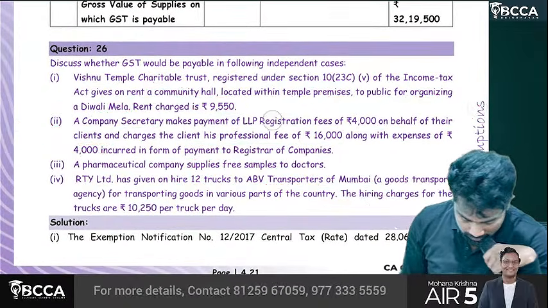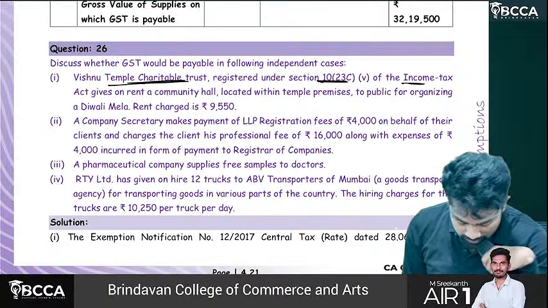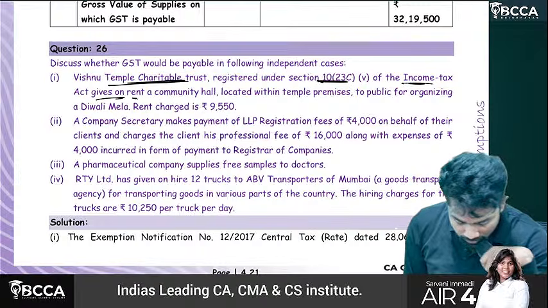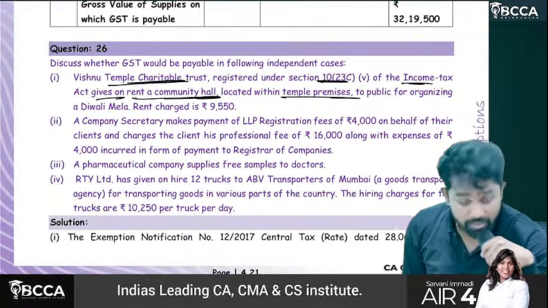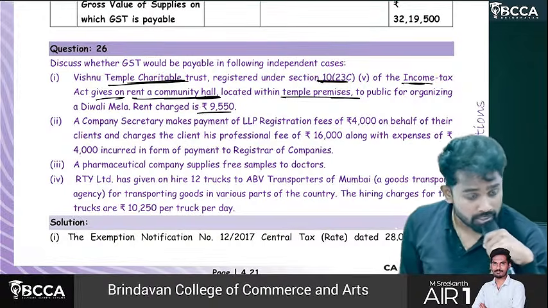So question number 26, sir, what? Vishnu Temple Charitable Trust registered under 12A of income tax gave on rent a community hall located in temple premises for how much? 9,550. Exempted while less than 10,000.